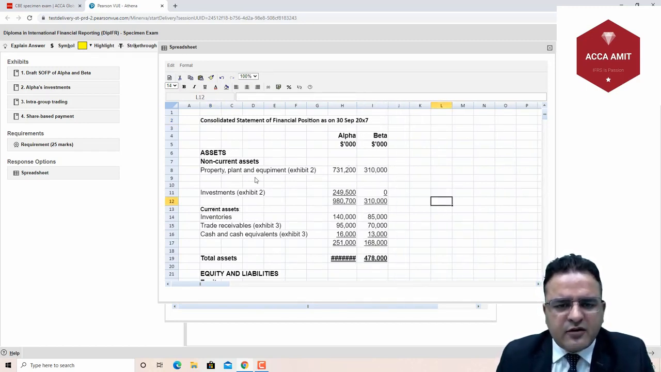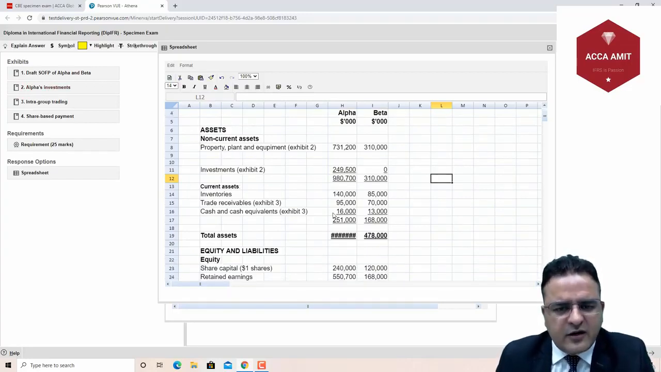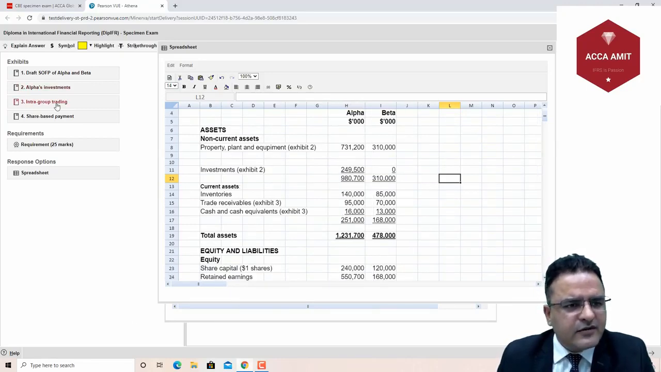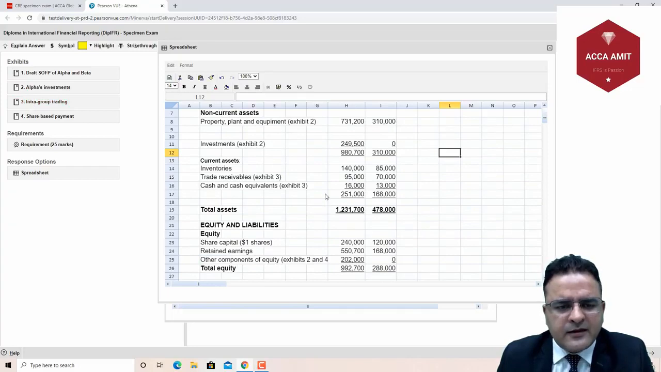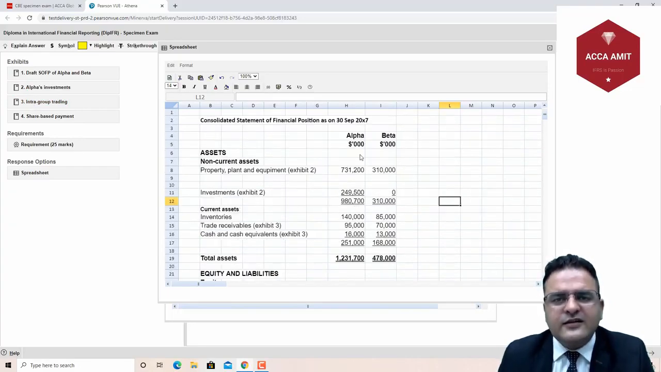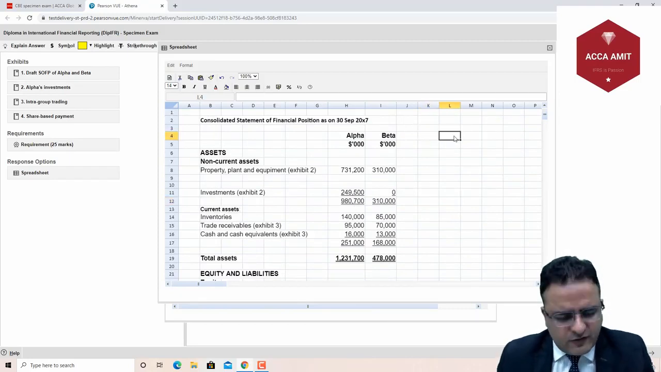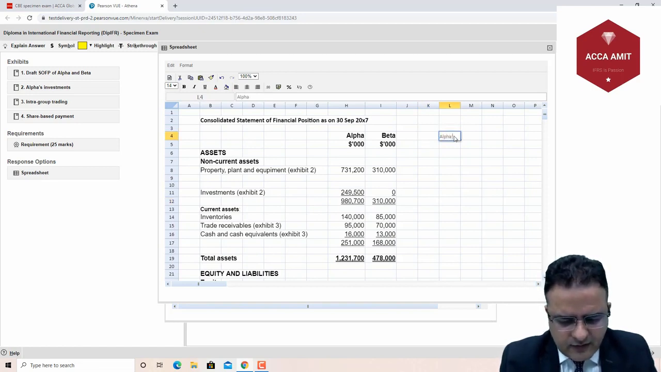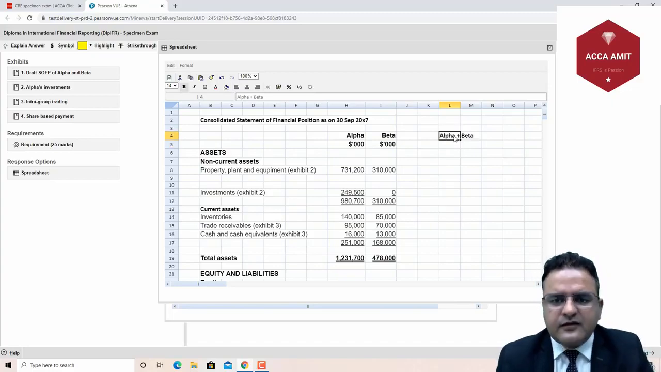So there is property, plant and equipment, Exhibit 2 is for it. Alpha's investments we will be reading shortly. Inventories are given to us. There is an Exhibit 3 relating to the inventory. There may be some intragroup trading which we need to deal with. Cash and cash equivalents are related to intragroup trading of Exhibit 3. Equity and liabilities, share capital of parent Alpha and Beta is given to us, and we'll be rounding it to 1000. So that means we need to present the financial statements of Alpha plus Beta.